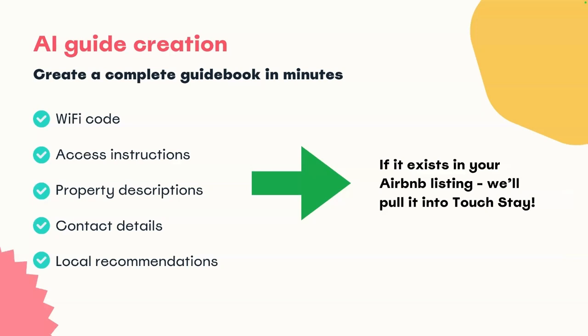Lovely. So just a bit of a recap of what you saw there. It really makes it super simple to create a complete guidebook in just a couple of minutes. You'll pull in from that Airbnb listing your Wi-Fi code, access instructions, descriptions from your property, those contact details, and crucially, all of those local recommendations that you've put in there as well. So all of that will be populated in your guide. Everything you've already made look beautiful in Airbnb, you don't have to write that all out again. It's already done for you. So if it exists in your Airbnb listing, we're pulling it in to TouchStay.